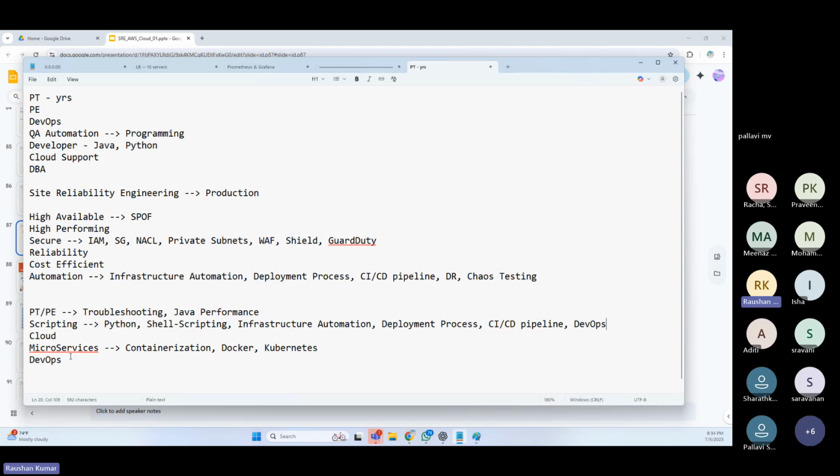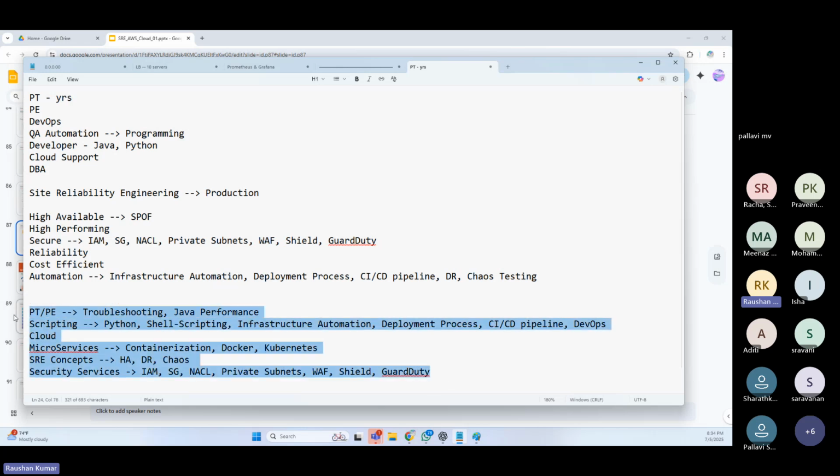DevOps is a mindset, the way we automate things. And you need to understand SRE concepts, a lot of SRE concepts that we have. Security: we need to understand security services. This is the role and responsibility of an SRE engineer, friends. You need to understand all the security services, which I am listing right here. SRE concepts: DR, high availability, chaos testing. So to sum it up, this is what you require to become an SRE engineer, friends.